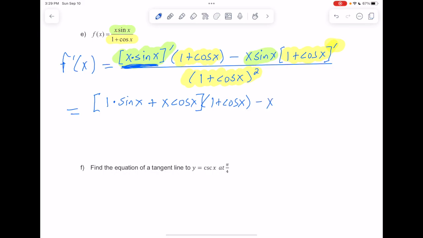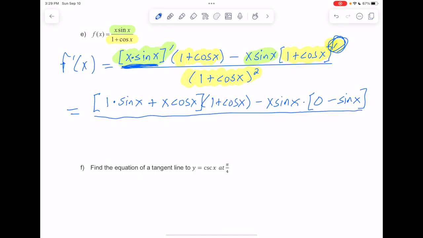Same thing with the x sine x over here. But we do still have the prime on this, so we need to take that derivative. So the derivative of the 1 is 0, and the derivative of cosine is negative sine. So let me get rid of that plus, make that a negative, and then all of that is over 1 plus cosine of x squared.